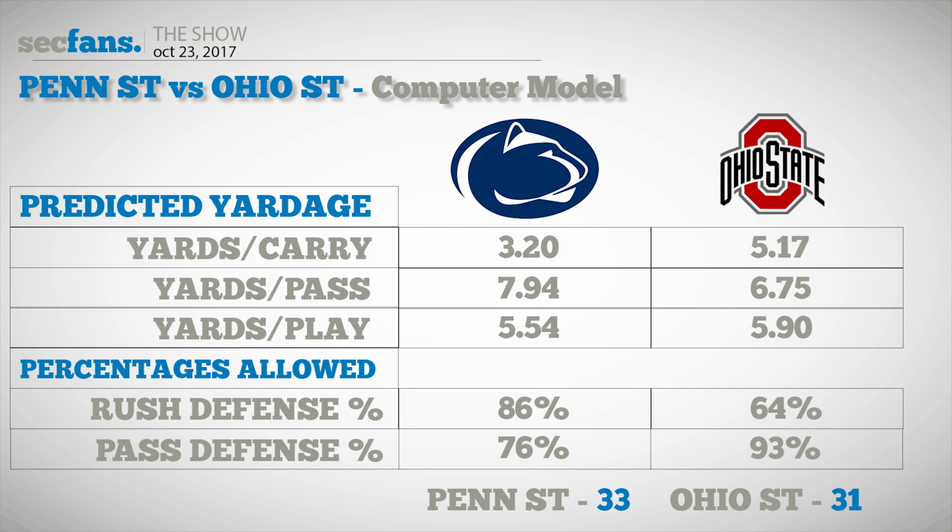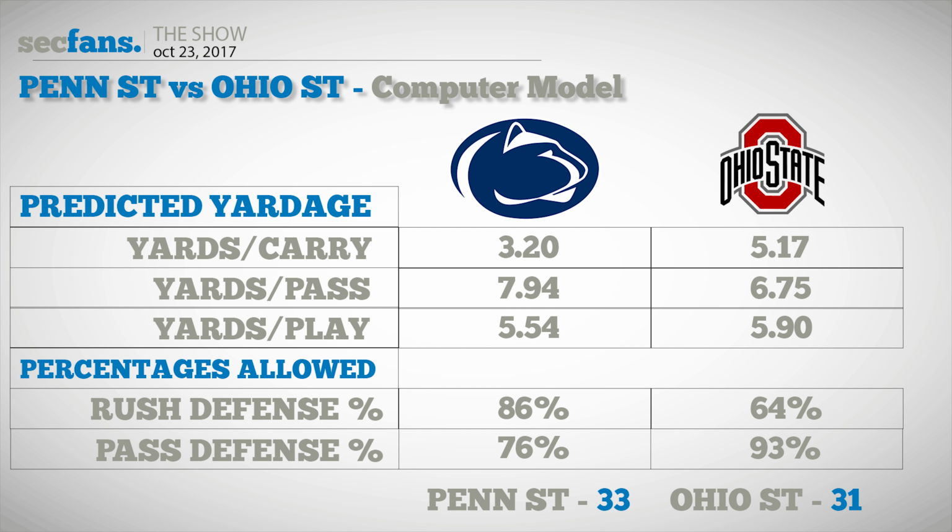Well, we predicted Penn State would have 3.2 yards per carry, but we predicted they'd have 8 yards per attempt. Ohio State, because they were going up against Penn State, was a lot closer to their statistical averages in the run, 5.2 yards per carry, but would struggle passing the ball, 6.7 yards per attempt. How did that turn out?